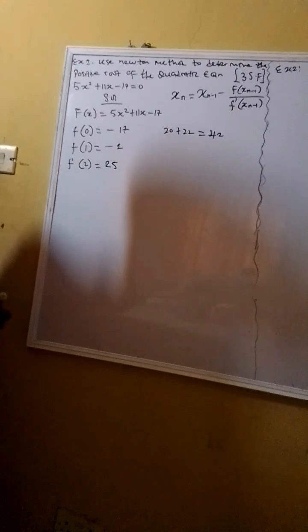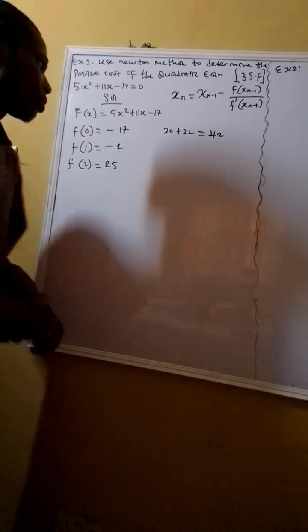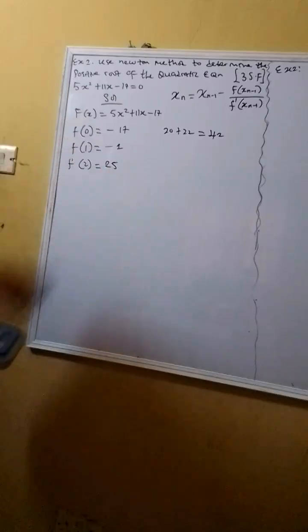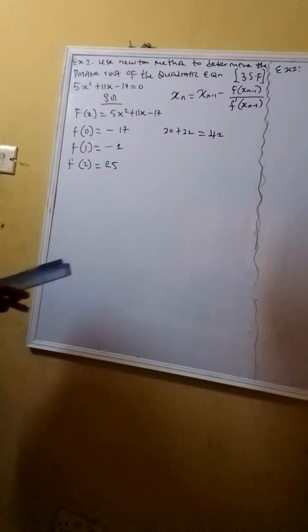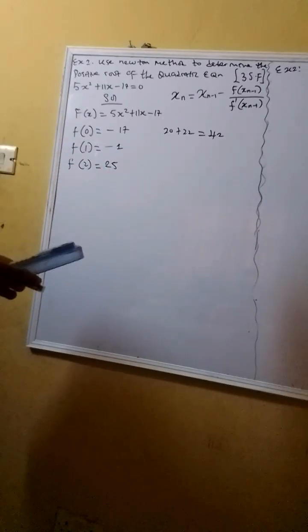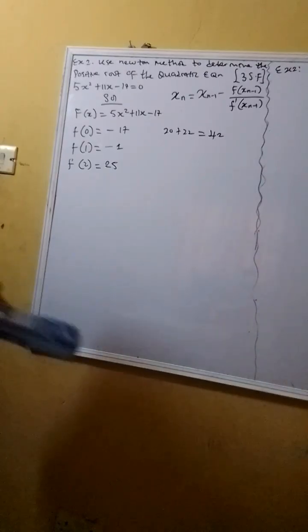25. So from this aspect, when we want to check out some values, how do we know the value we have to pick is what I want to explain better. 20 plus 22 minus 17, so you have 25.